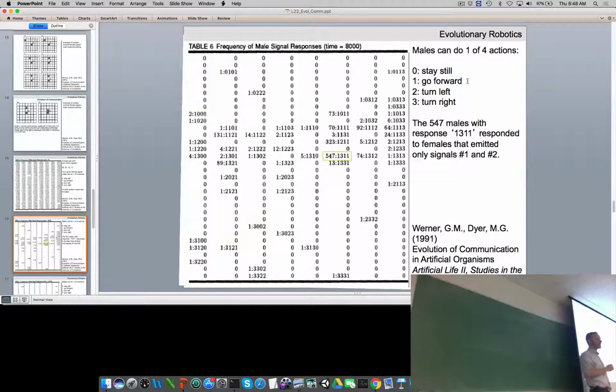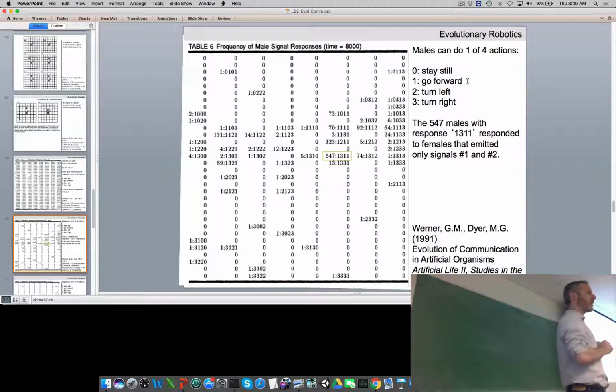If you're a female, you definitely don't want to be emitting a song that leads a male to another female, which is possible. Those females were probably not very evolutionarily successful. Right? Okay, so we can tell from this clump that we're already getting the evolution of communication, but we can see the largest grouping of males over here, which happen to be turning right when they hear the second song. So we've got 547 males now with response 1311. It turns out that they were responding to females that only ever emit song 1 or 2. Those females never emit song 3 or 4.